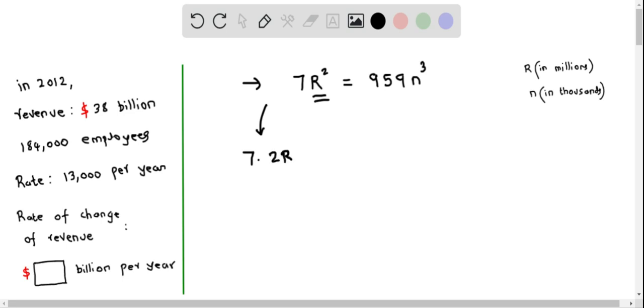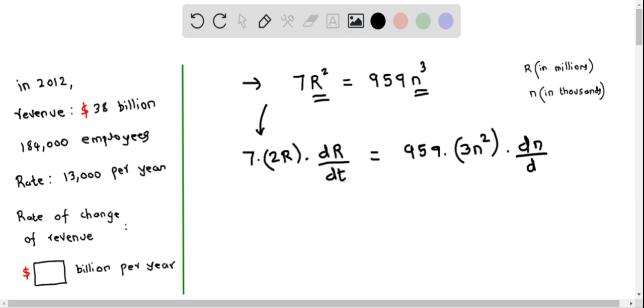First, we apply the power rule. So the derivative of r² using the power rule is 2r. And then applying the chain rule, we write dr/dt. This is the rate of change of revenue with respect to time. And this equals 959, which is a constant. And we find the derivative of n³ with respect to time. So first we apply the power rule, which gives 3n² times, applying the chain rule, the derivative of n with respect to time, which is dn/dt.